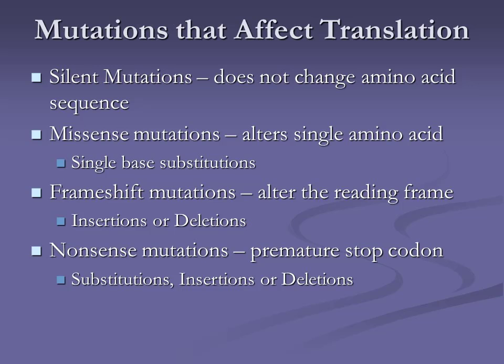Okay? So on the nonsense mutation, it's got the premature stop codon, so it just stops the whole thing. Now, why does it not stop the whole thing in a frameshift if we've got the insertions or deletions, but it does in nonsense?